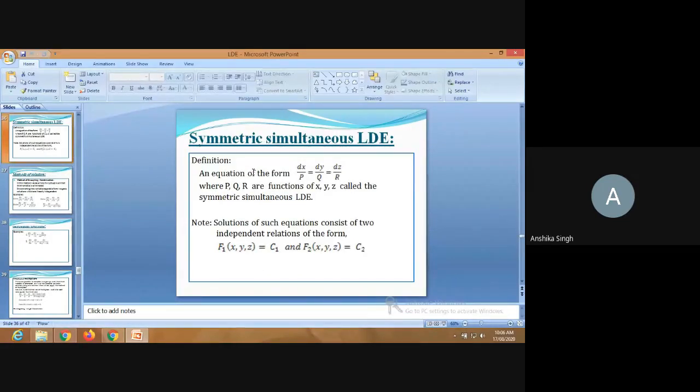This is the standard form of symmetric simultaneous linear differential equation, right? Symmetric plus simultaneous. That means when we consider any two groups, we'll get two differential equations separately and we are solving them in terms of x, y, z. So the standard form of symmetric linear differential equation is dx by capital P is equal to dy by Q is equal to dz by R.